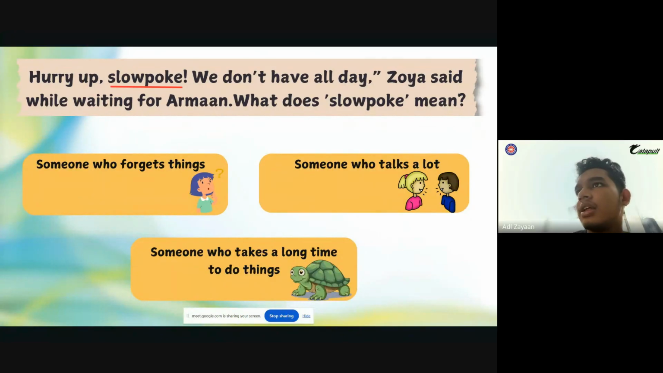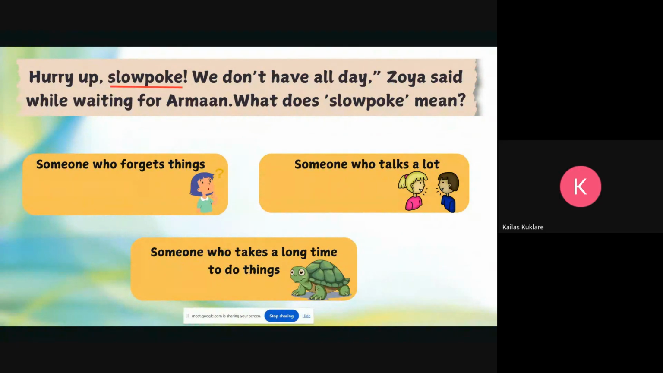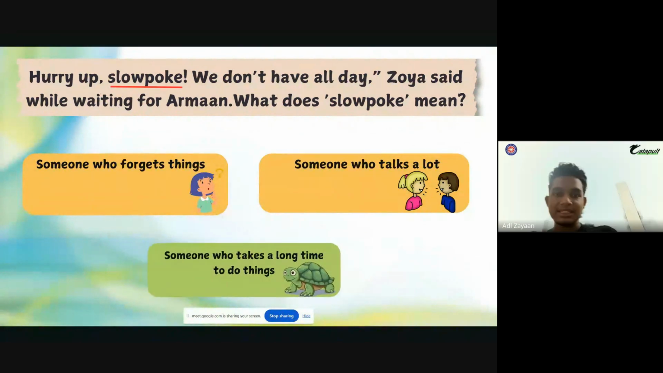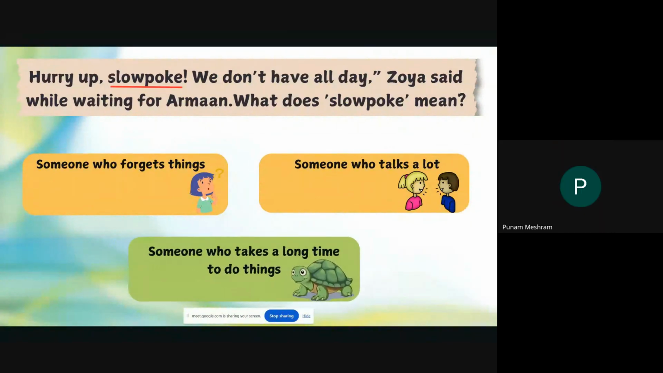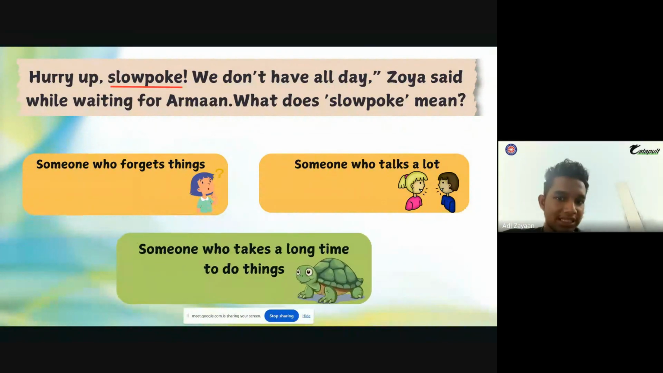"Hurry up, Slowpoke. We don't have all day," Zoya said while waiting for Arman. What does Slowpoke mean? Someone who takes a long time to do things. Correct. Someone who takes a long time to do things.